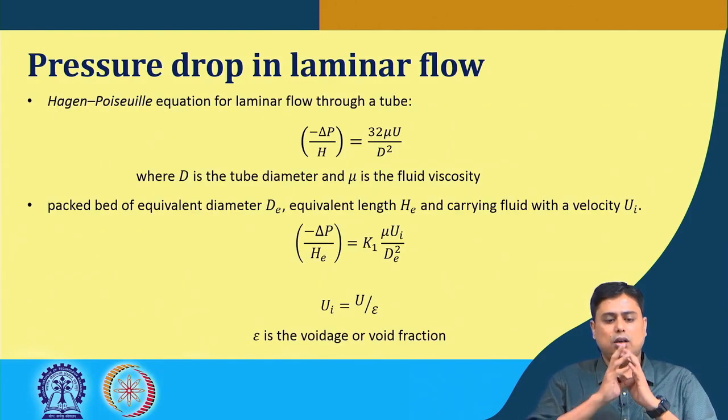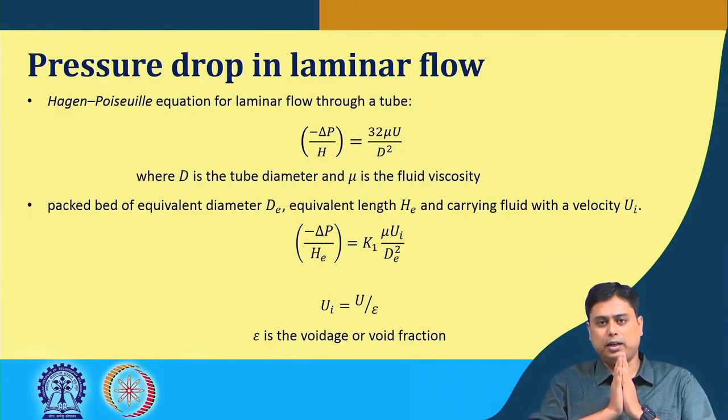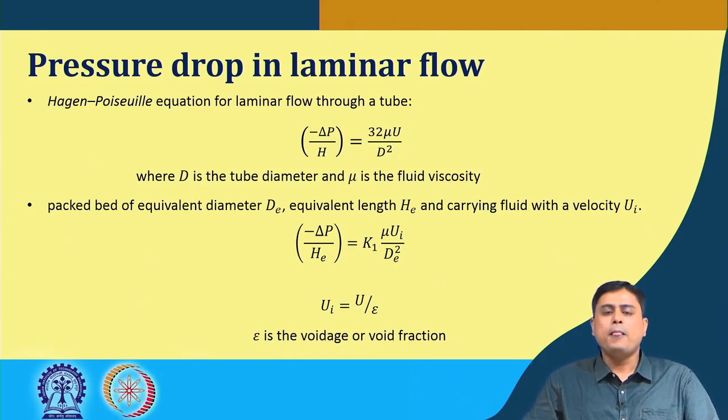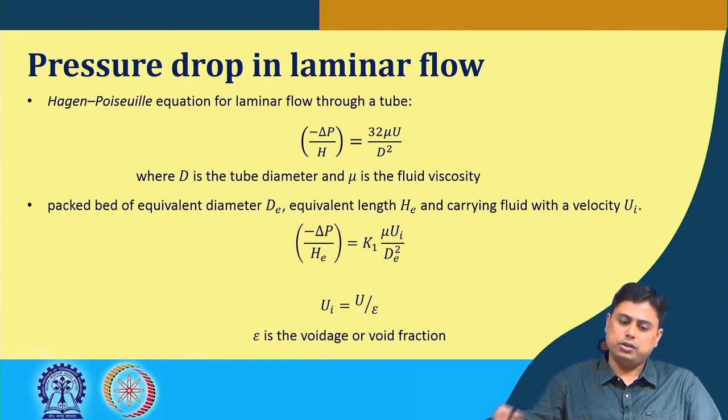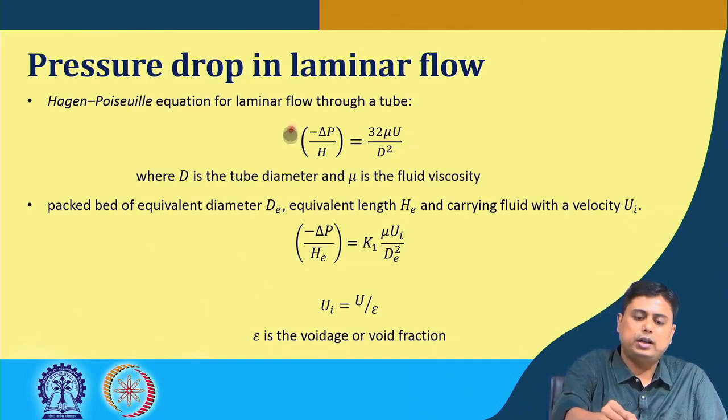So the point is, when we talk about such a bed of particles, then to understand the pressure drop across such a bed, initially let's start with the pressure drop of laminar flow through a tube. We already know that expression. The derivation part we will not go into details, because this is where the prerequisite fluid mechanics knowledge will come into play. So this Hagen-Poiseuille equation for laminar flow through a tube has such an expression that you can remember or recollect.